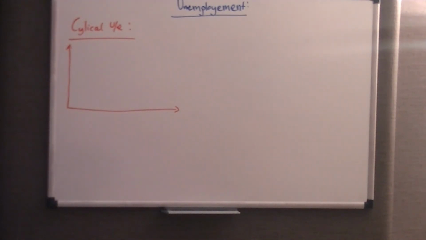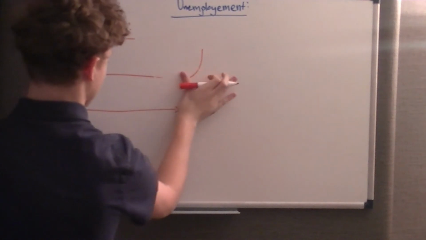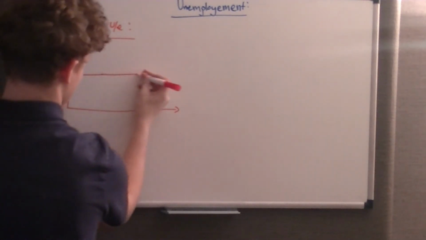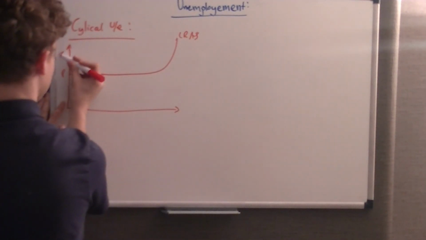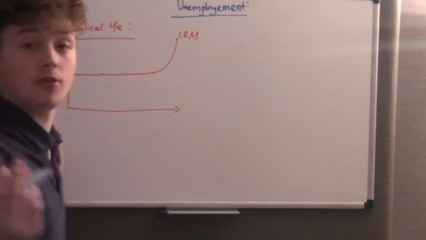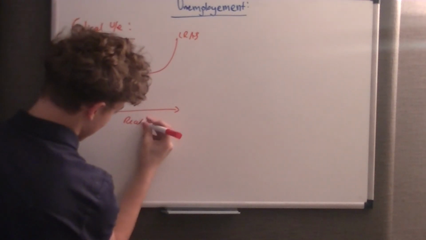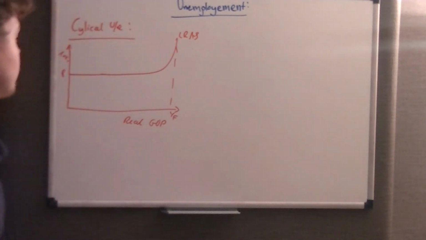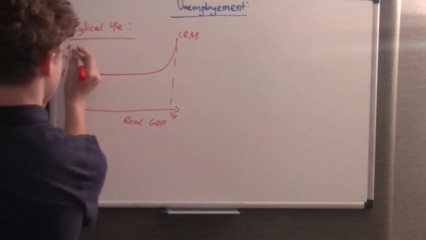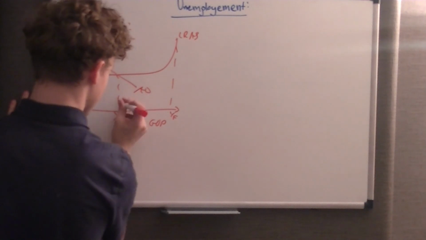So I've got a diagram to draw. You've got your axes here, and you write LRAS. P is the average price level, and this is your real GDP. You've got your Y here at maximum output. As we said, it occurs in a recession, so it would go along the horizontal bit. So you've got AD, and you've got your Y here.